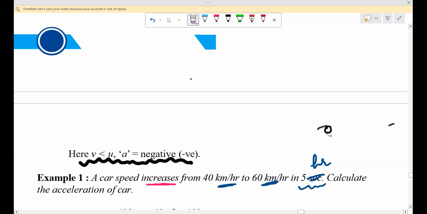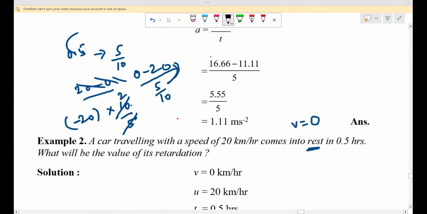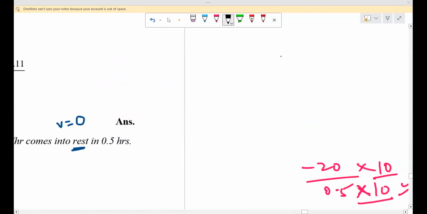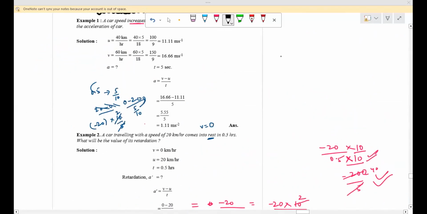Because this time it is in kilometer per hour. Am I right? All right. So, I mean 4 kilometer per hour. Chalo. Next question.